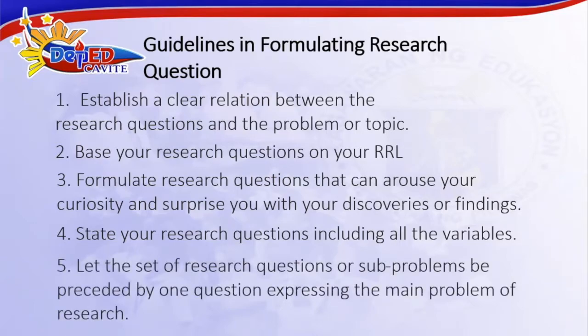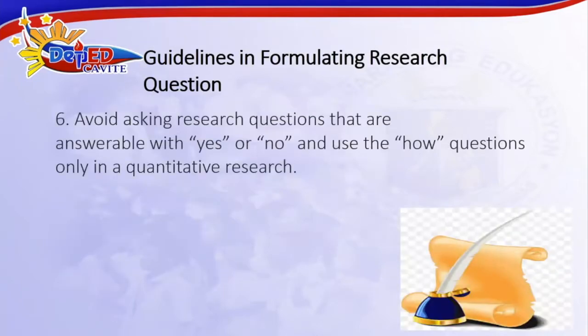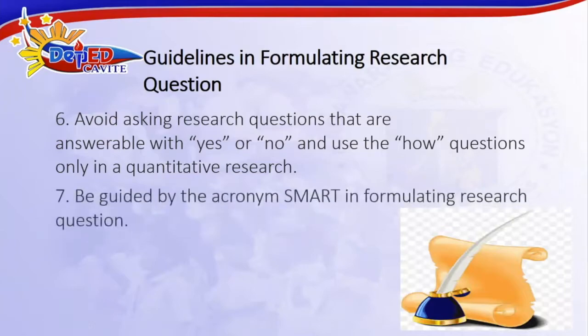Fifth, let the set of research questions or sub-problems be preceded by one question expressing the main problem of the research. In constructing your research problem, it should be in order. So you have to check your research question. It should be preceded by one question expressing your main problem. Six, avoid asking research questions that are answerable by yes or no, and use the how questions only in quantitative research. And lastly, be guided by the acronym SMART in formulating research questions.